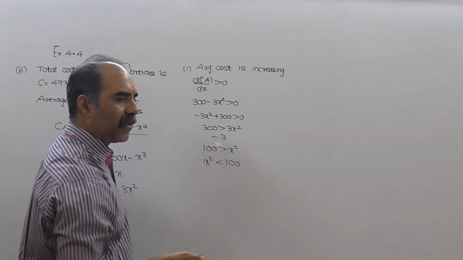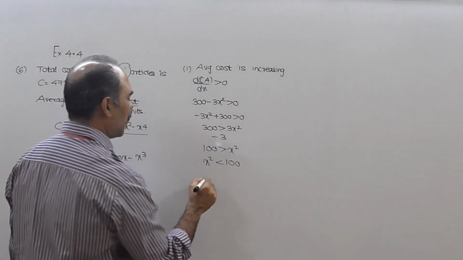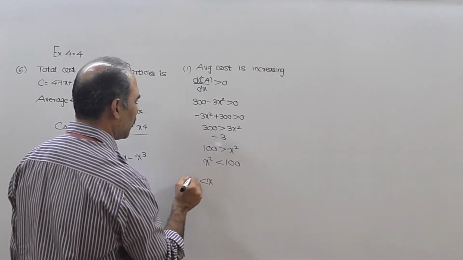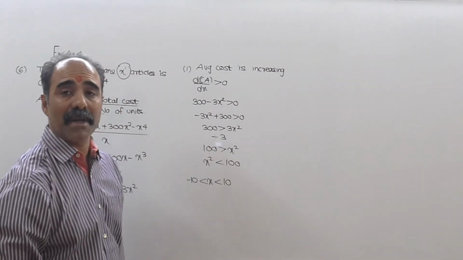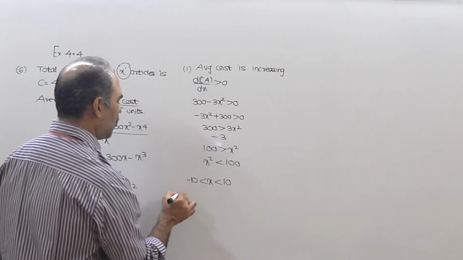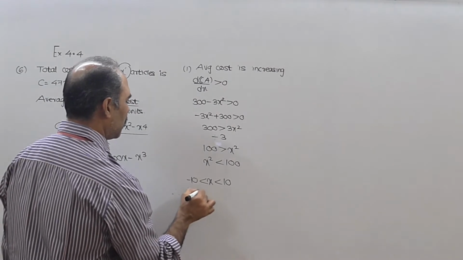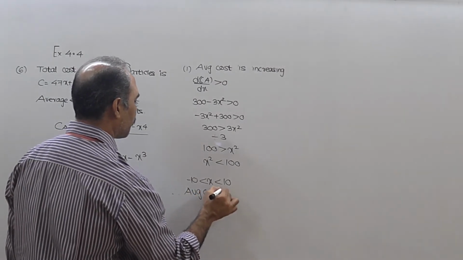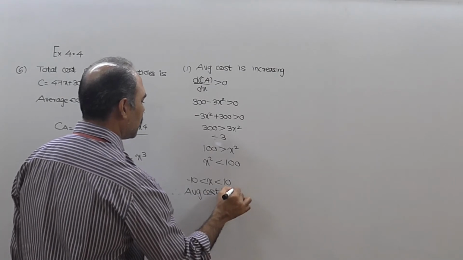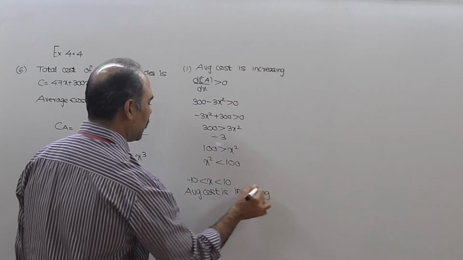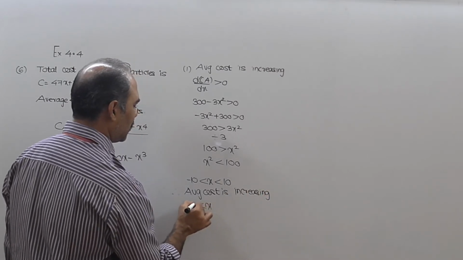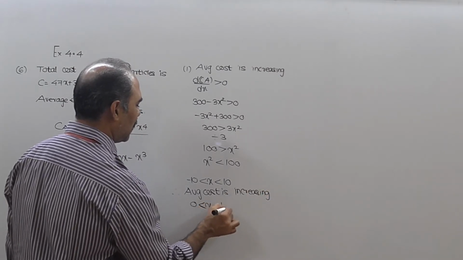So what will be the value of x? I think you will have to say that x is greater than minus 10, less than 10, because you will have plus or minus 10. So I will say that the average cost is increasing when x is greater than 0 and less than 10.